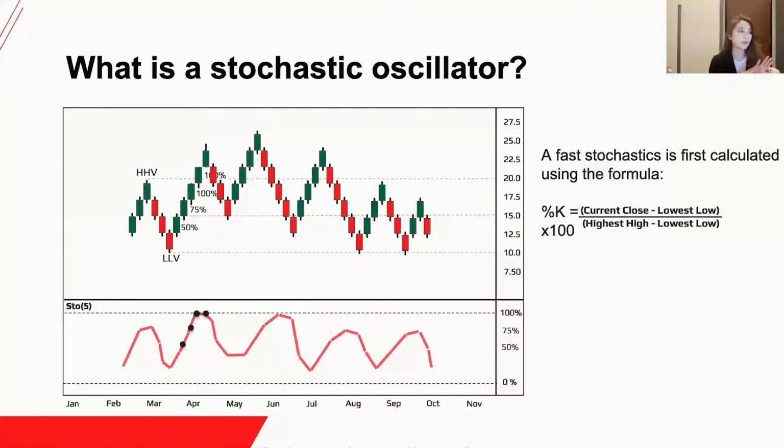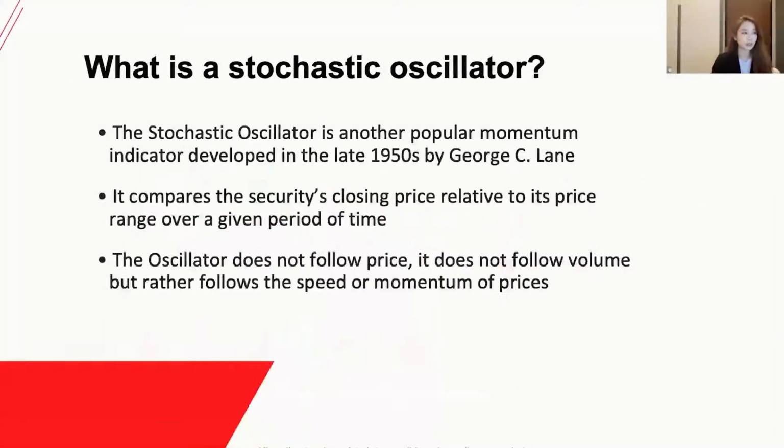We have a graph right here showing a stochastic indicator. You can see the bottom red curvy line is how the stochastic indicator will look in comparison with the chart above, which is your regular trading chart. Looking at its formula: percentage K equals current close minus lowest low, divided by highest high minus lowest low, times 100.